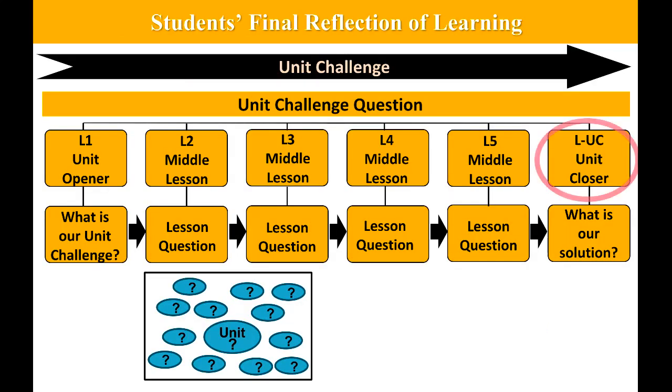In the unit closer lesson, students will revisit the unit bubble map for a final opportunity to reflect on their learning and to update their answers. Students will likely discover that some of their initial answers are incorrect and may be able to use what they've learned in the unit to add more advanced answers. These changes should be celebrated as proof of your students' increased understanding.